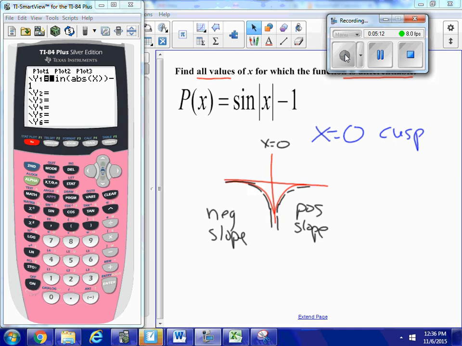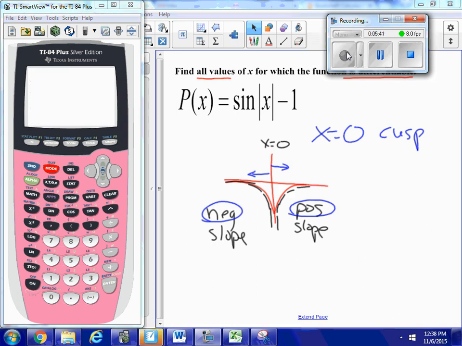So what I want to do with the calculator is see if I can get the actual derivative, the number, at a number a little bit to this side of x equals 0 and a little bit to that side of x equals 0. And if this number is negative and this number is positive, that will be further confirmation that I have a cusp. So the way I do that is this.